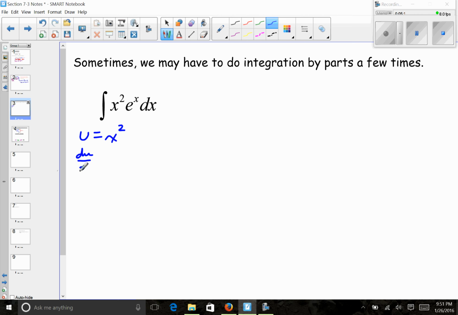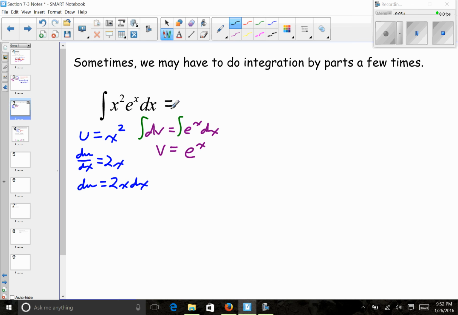So that means du dx is 2x. And if I isolate du, that's 2x dx. Then dv is what's left of my integral, e to the x dx. And then integrate that so that I can figure out that v is the antiderivative of e to the x, which is just e to the x. And I'll save the plus c for when I'm done with my original integral here. So this integral is going to equal u times v minus the integral of v du.